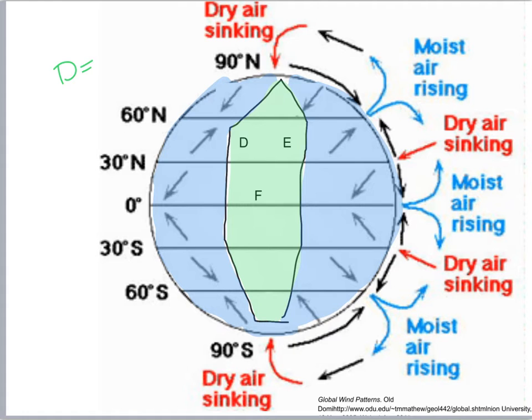I would think D, in terms of moisture, would be more humid because it's near the coast. So you have moisture coming off the ocean towards D. What about temperature for D? It's between 30 and 60, so it's going to have a temperate climate.